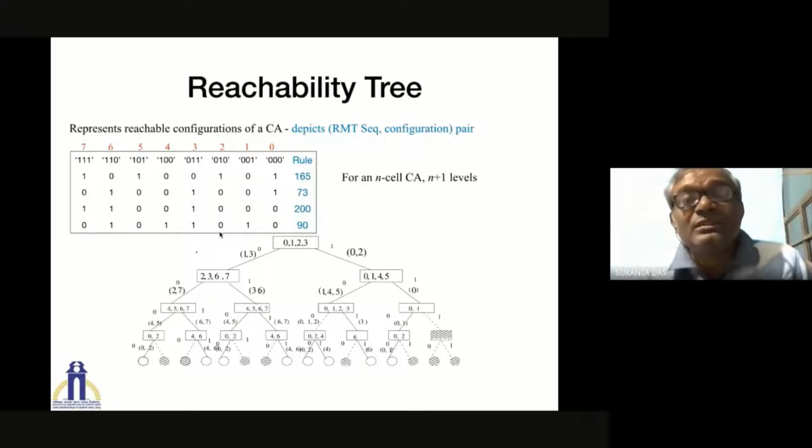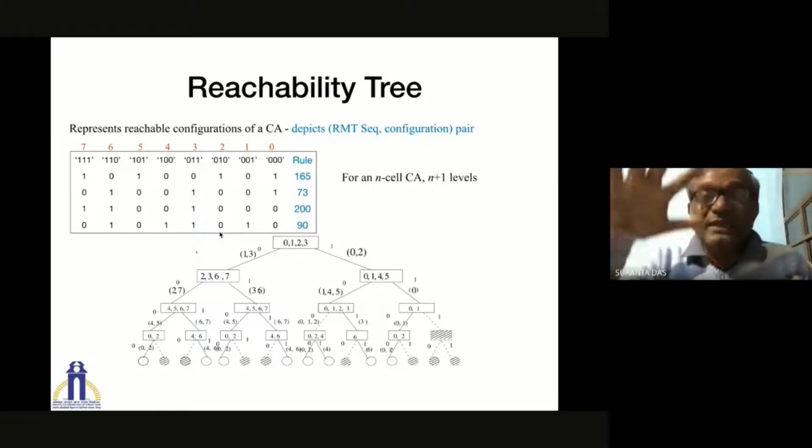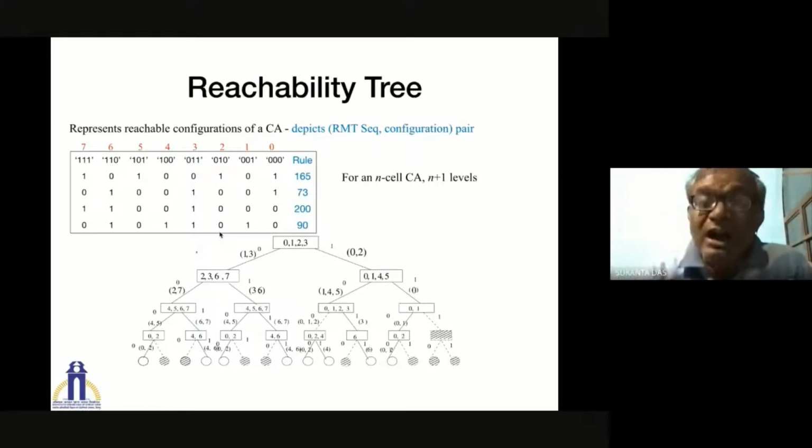Next, in level 1, just next to the root level, you can see there are 2 nodes. The left node is made of the RMTs 2, 3, 6, 7. The right node is made with RMTs 0, 1, 4, 5. These are the RMTs of the next rule, rule 73. So the nodes are subsets of possible RMTs.